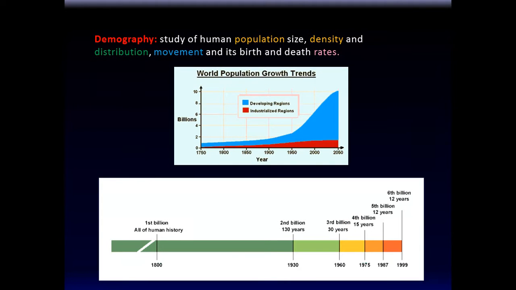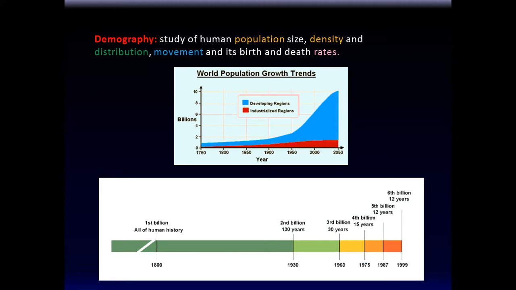For example here, up to 1800 there were about 1 billion people in all of human history up to that point. By 1930, there were 2 billion people. It took only a little over 100 years, about 130 years, to go from 1 billion to 2 billion. To go from 2 billion to 3 billion, it took only 30 years. And to go from 3 billion to 4 billion, 15 years, and then 12 years and 12 years. So human population is expanding substantially.